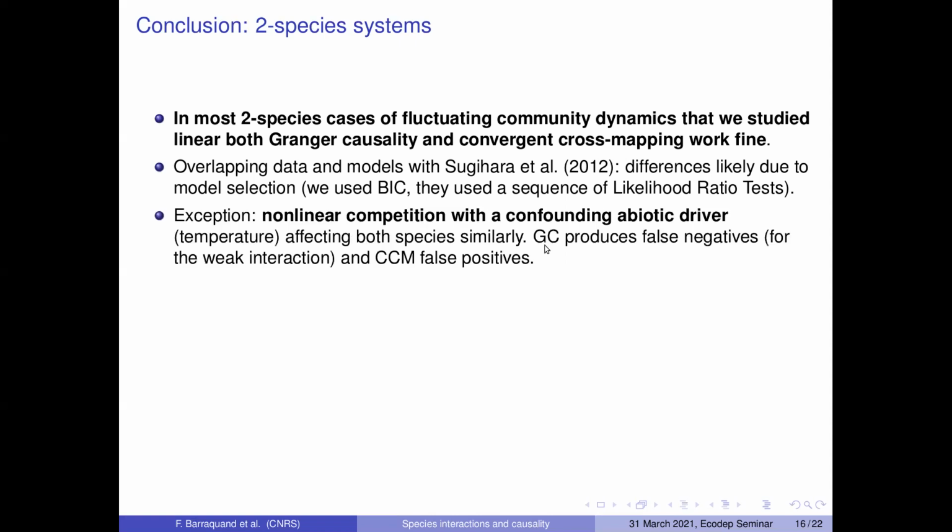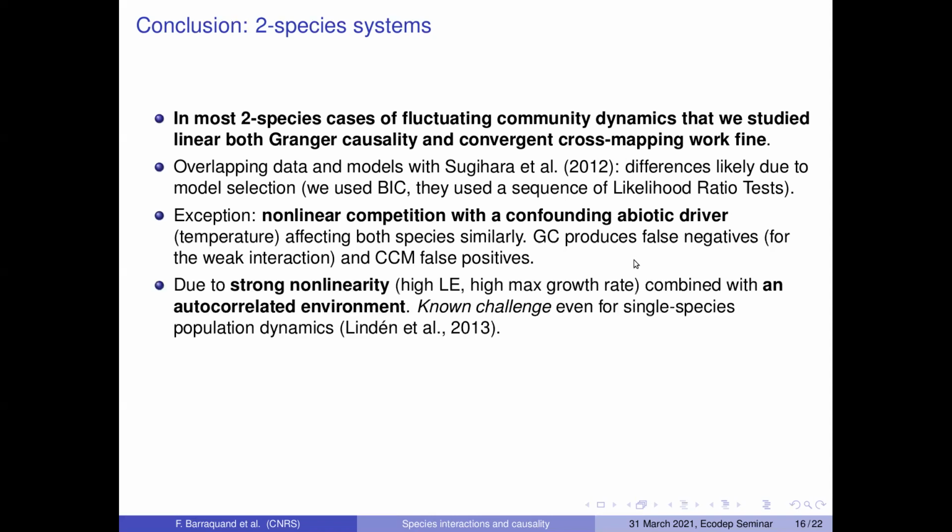There's one notable exception, which is when you have nonlinear competition, strongly nonlinear competition, with a strongly autocorrelated abiotic driver, which is forcing the dynamics of both species. In that case, the Granger causality is producing false negatives, and the convergent cross-mapping false positives. And we've done additional analysis that we haven't presented here, and we can show that both strong nonlinearity and a strongly autocorrelated environment are completely fine taken on their own, but when you combine them, it creates problems.